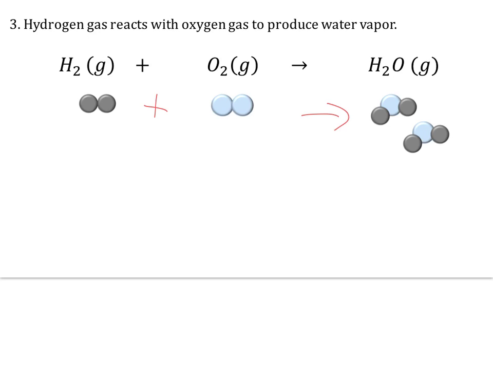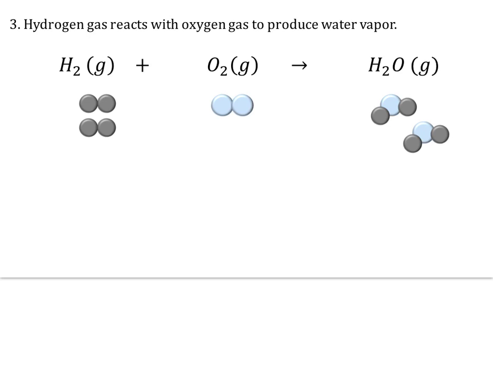So again, the law of conservation of mass says I can't start with 2 hydrogen atoms and end up with 4 on the product side, because that means I would have been creating hydrogen atoms. So we need to fix this by adding additional hydrogen on the reactant side.